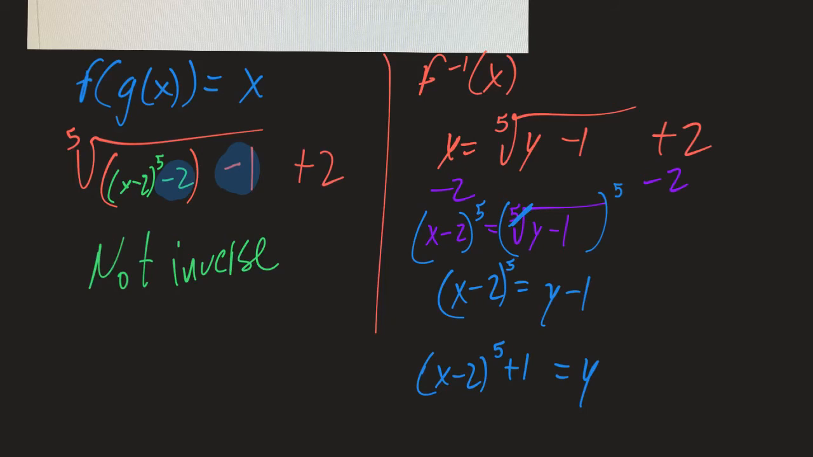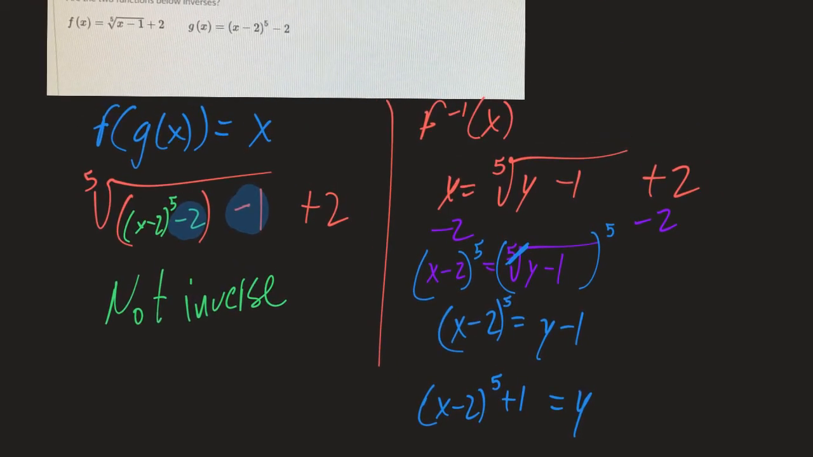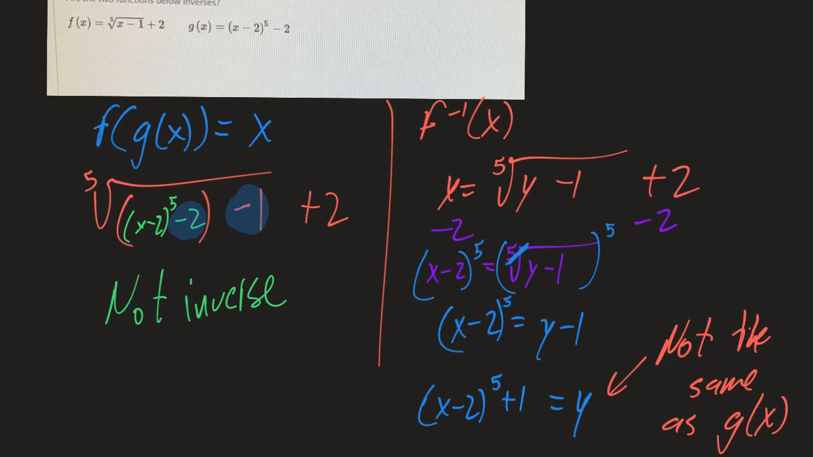And this is not the same as g of x. Even though it looks kind of similar, I'm only off by one number, but this is not the same as g of x, which means these are, again, not inverses. That's basically what we learned. Either way you did it, whether you tried to cancel it out and found that they were not inverses, or whether you simplified it and tried to find the inverse, you would discover that they are not inverses because they are different numbers.